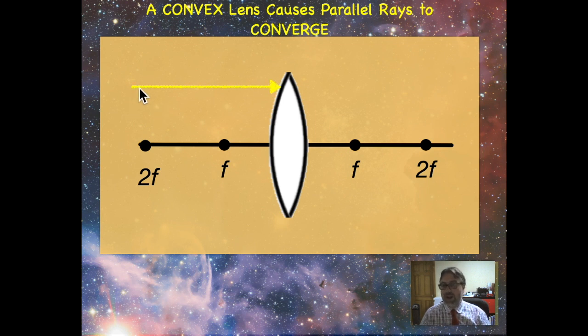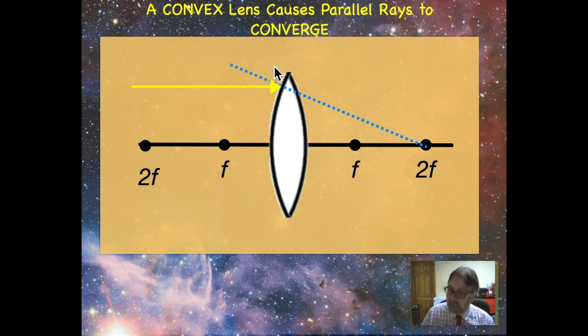Now, this light ray is parallel to the principal axis, traveling through air, and strikes the glass. That means I need a normal line. But remember, this side of the curvature represents a sphere where 2f was the center of the sphere. So my normal line will go from this point, 2f, which is the center of curvature, to where the light strikes the glass.